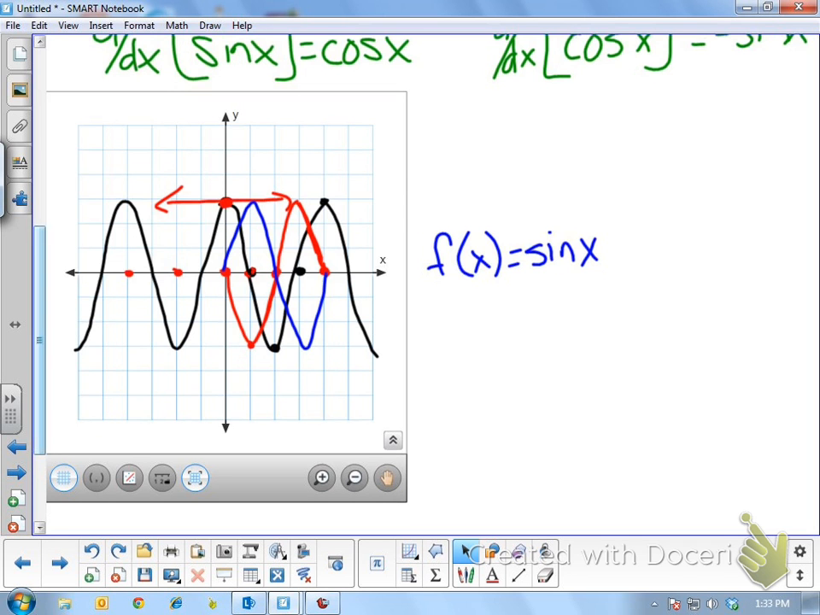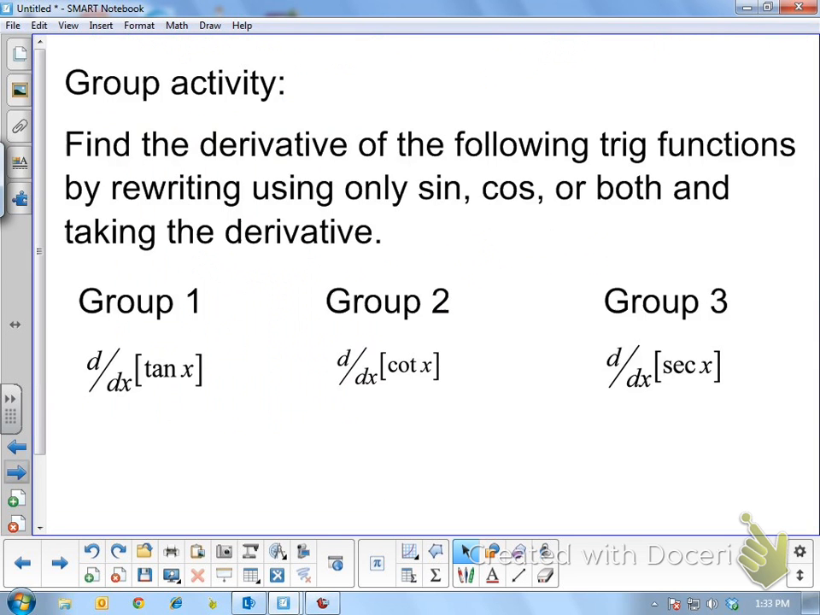So let's look at our other trig derivatives. We're going to do kind of a group activity. We're going to do one equation per group, and then I'll just provide you the fourth one. We're going to rewrite each using only sine or cosine, because we know the derivatives of those, and then take the derivative. So like tangent, how can we rewrite tangent as only sine and cosine? Sine over cosine. How would I take the derivative of something like that? The quotient rule. We have to do quotient rule using what we know about sine and cosine.